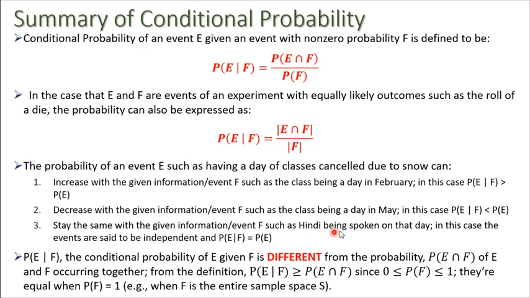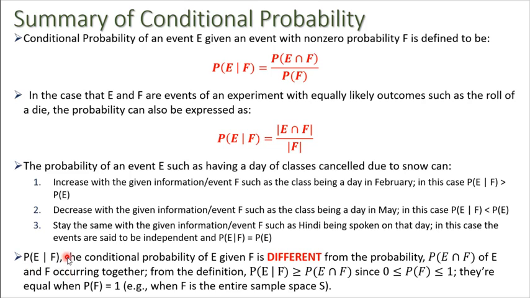Or it could stay the same. And if it stays the same, such as the event F being that Hindi was spoken on that day, that doesn't give us any new information, then we would say that the events are independent. So the event of us having a snow day on a scheduled day of classes is independent of whether Hindi is spoken that day or not. So the probability of E given F is equal to the probability of E, so it doesn't change.